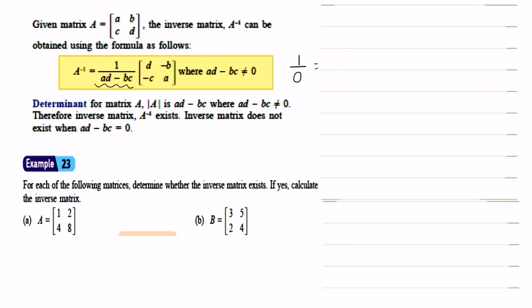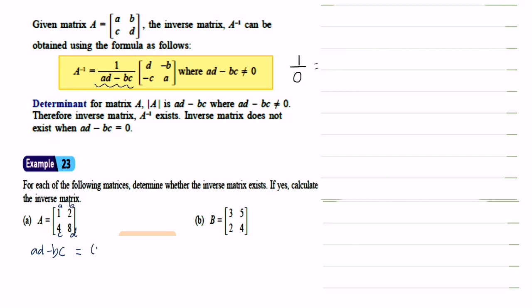We look at example 23. For each of the following matrices, determine whether the inverse matrix exists. If yes, calculate the inverse matrix. Okay, so first we write the determinant AD minus BC. Okay, we check whether equals 0 or not. Okay, so as you know, this is A, this is B, C, and D. So I just substitute the value of A, B, C, D into here.